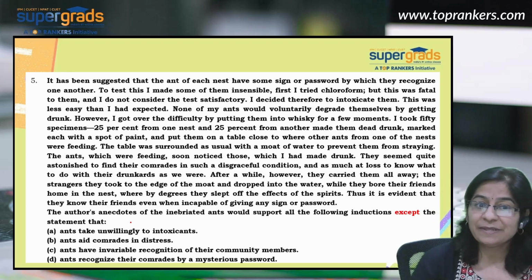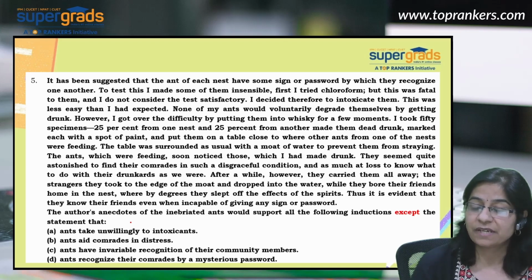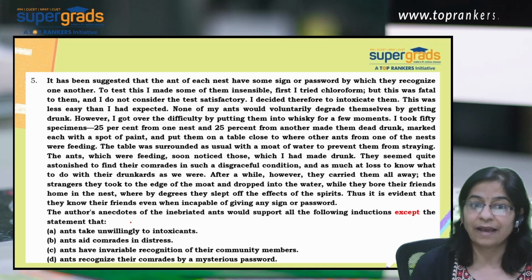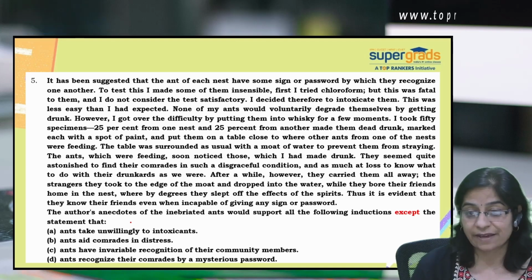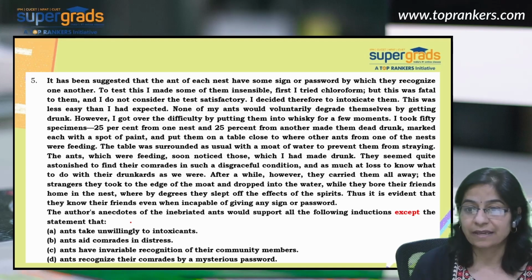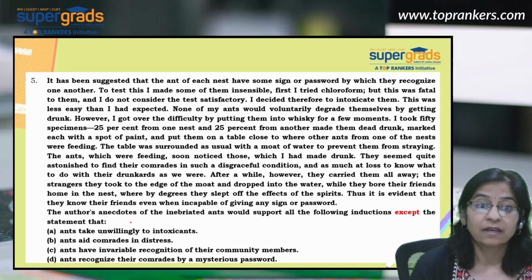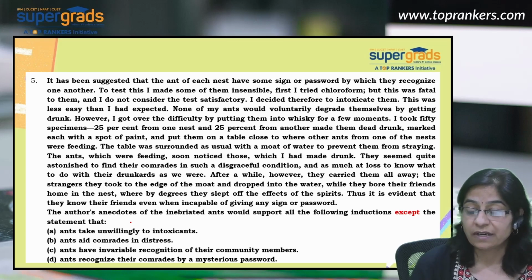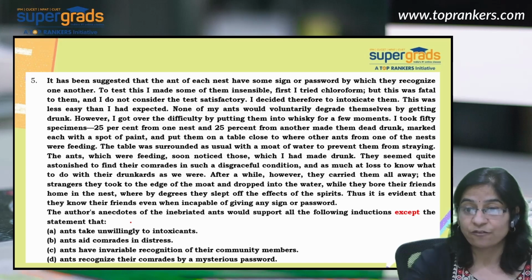It has been suggested that the ants of each nest have some sign or password by which they recognize one another. To test this, I made them insensible. First, I tried chloroform, but this was fatal. I did not consider the test satisfactory. I decided to intoxicate them. This was less easy than I expected. None of my ants would voluntarily degrade themselves by getting drunk. However, I got over the difficulty by putting them into whiskey for a few moments.